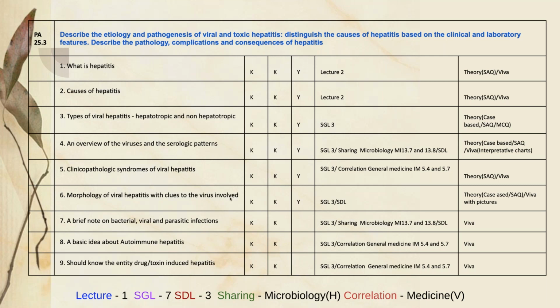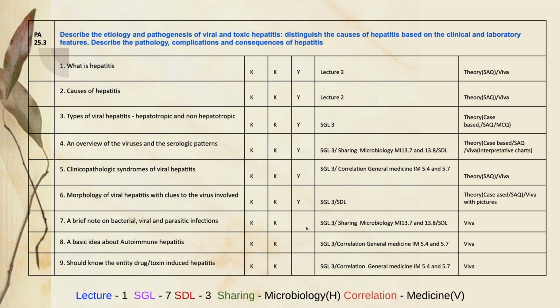Morphology of viral hepatitis with clues to the virus, since undergraduates don't need too many details, at least a few pointers to what the viruses could be based on the morphology. Again, can be either a small group learning or a self-directed learning. Mode of assessment would be theory and viva with pictures, I thought, probably flashcards or something of that sort. A brief note on bacterial, viral, and parasitic infections, which again can be a small group learning. Sharing with microbiology, I've put the specific competencies in microbiology, or it can be a self-directed learning.